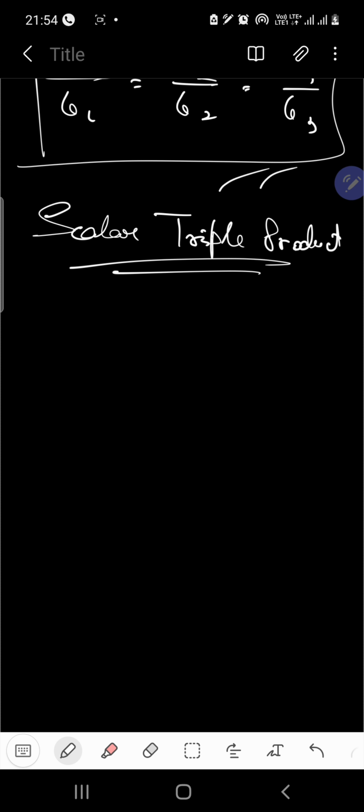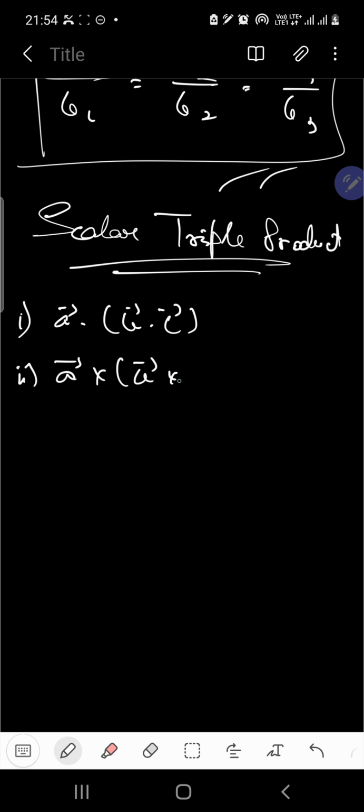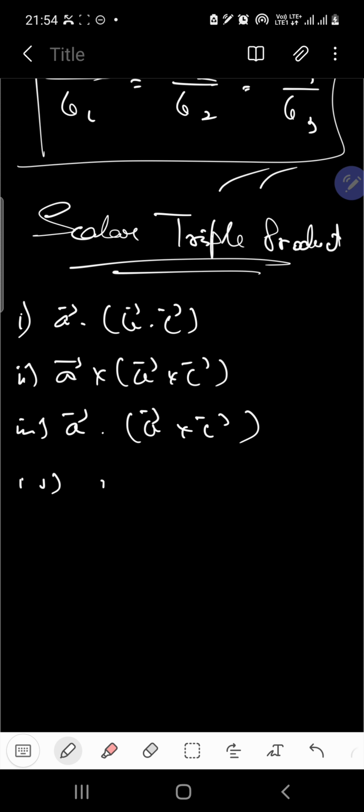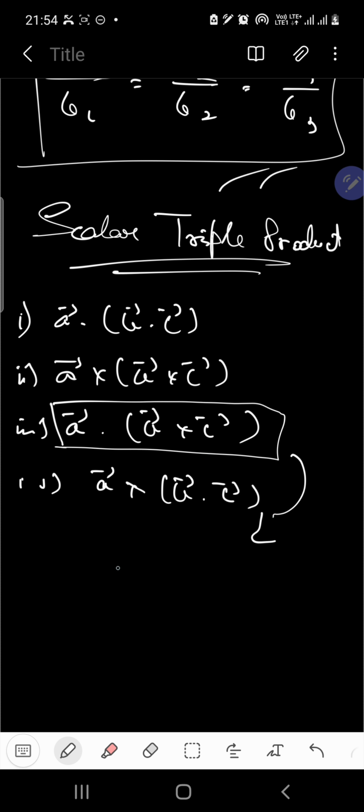See, triple product can be of a number of ways. You can find triple product. You can do a dot b dot c. You can do a cross b cross c. You can do a dot b cross c, and you can do a cross b dot c. Clear? You can do these things. These are all cases of triple products. Okay. Amongst these, this particular product is called the scalar triple product. Scalar triple product, and this is important.